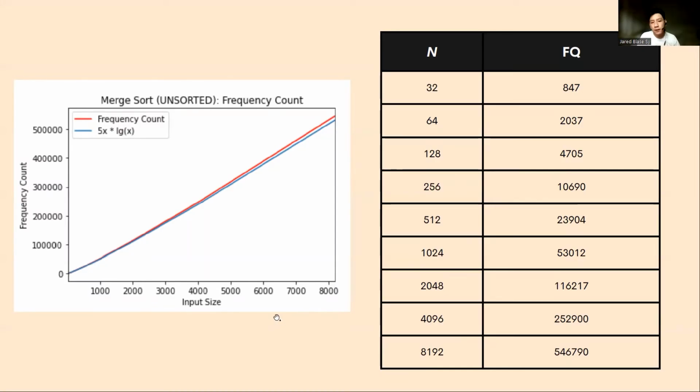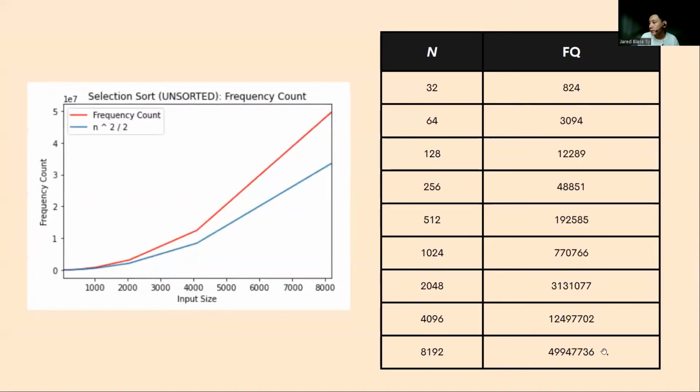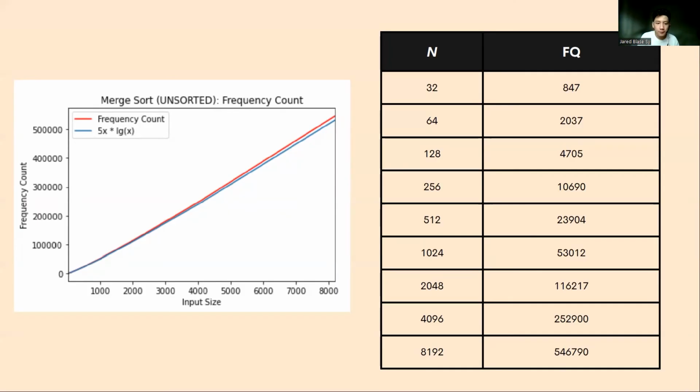In this graph, the basis is now 5x log of x. In the unsorted array, the growth rate of the algorithm is n log of n. This is a huge improvement, as can be seen in the biggest n in the table. The frequency count is less than 1 million, while selection sort almost reaches 50 million steps here. This is a huge improvement.